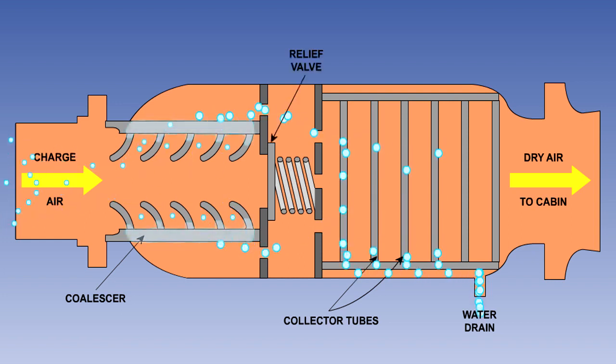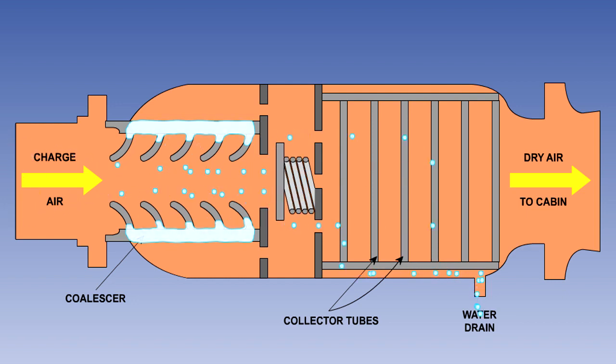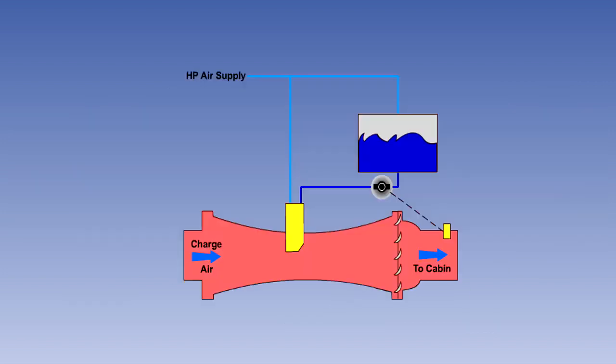The relief valve will open to safeguard the airflow to the cabin should the coalescer become blocked with ice or debris. The water separator does most of its work in low-altitude, humid conditions.